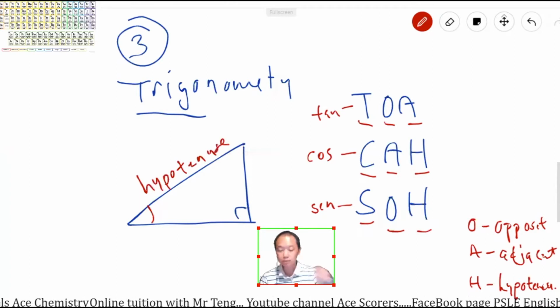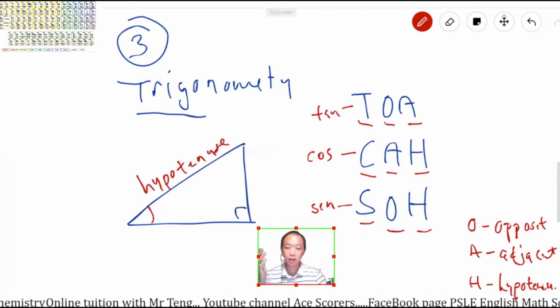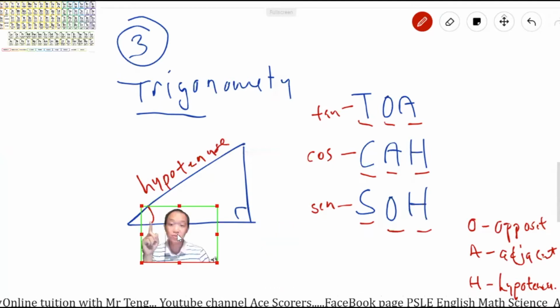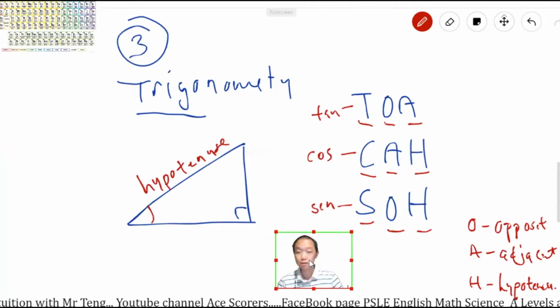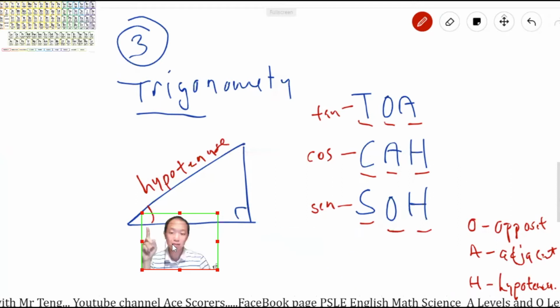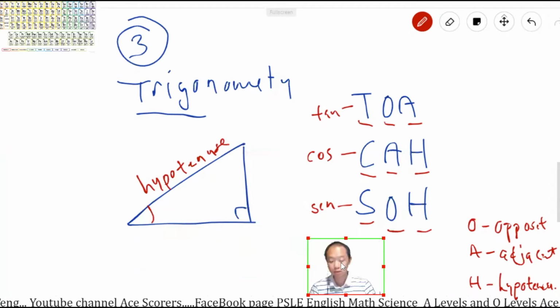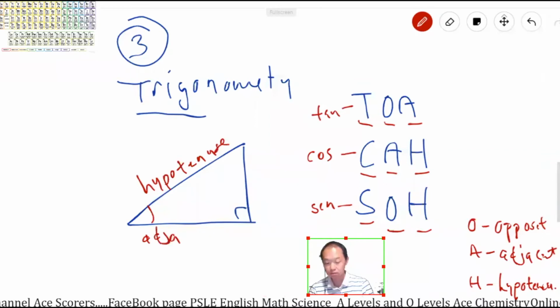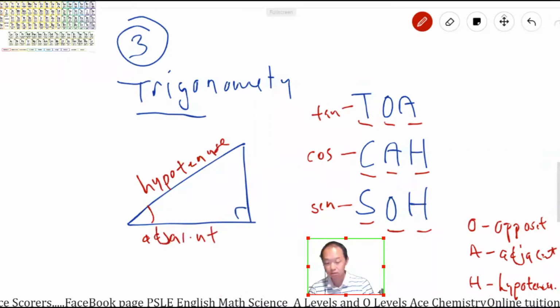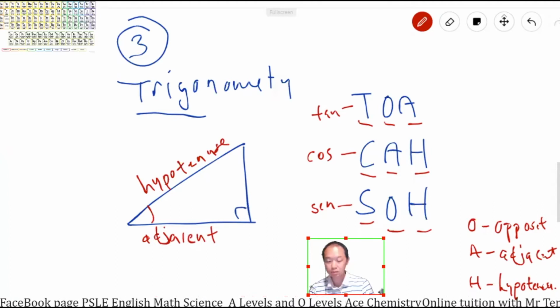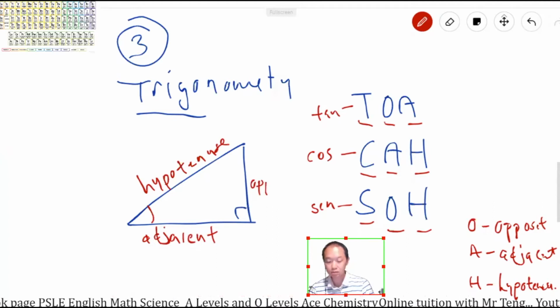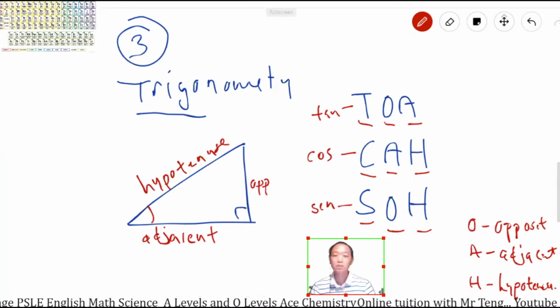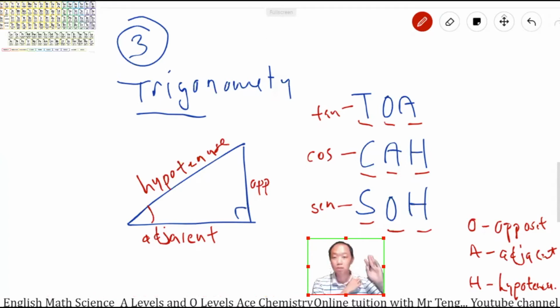Now if I have the reference angle, we call this the reference angle. If the reference angle is here, this side is called the adjacent, and the side that's opposite is called the opposite. So you know this, right? Hypotenuse, adjacent, opposite.